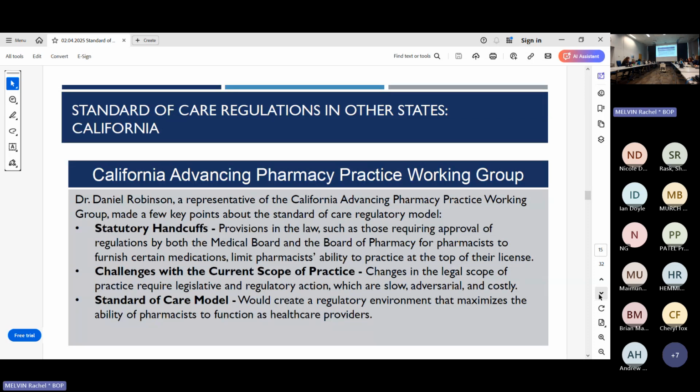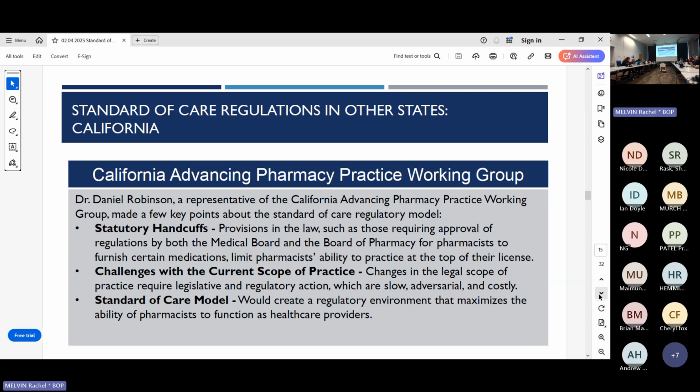All right, so we'll start with the California Advancing Pharmacy Practice Working Group. Dr. Daniel Robinson headed that work group and made a few key points about this regulatory model. Of note, they used the term statutory handcuffs. He deemed those provisions in law, such as those requiring approval of regulations by both the medical board and the Board of Pharmacy for pharmacists to furnish certain medications, and they limit pharmacists' ability to practice, again, at the top of their license.